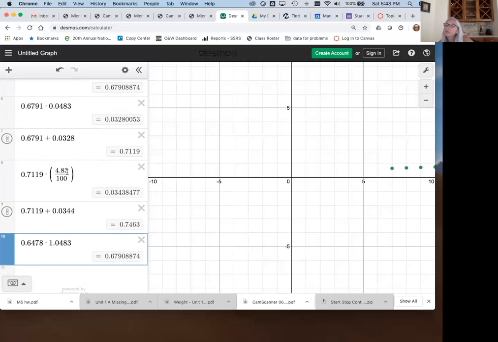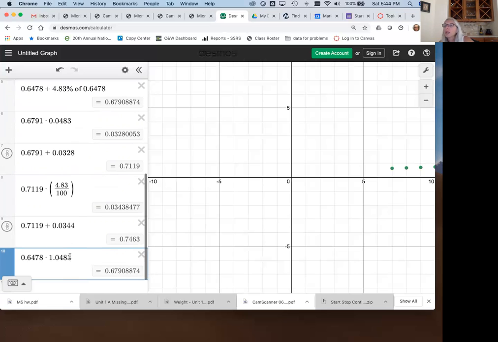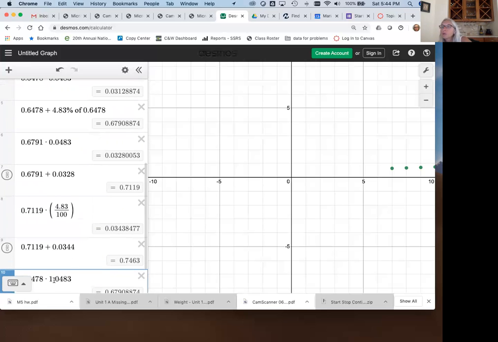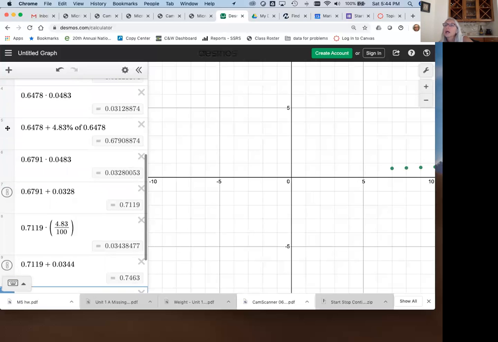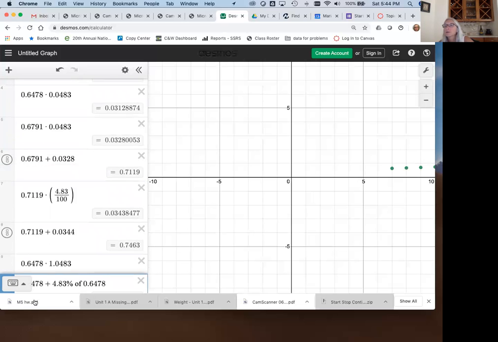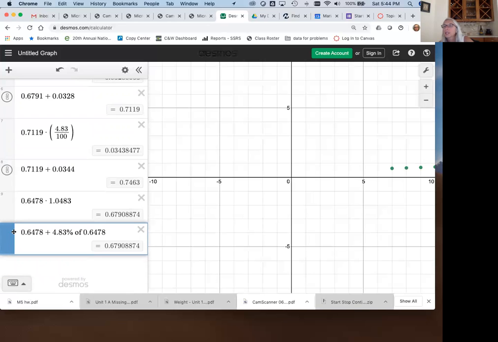Because 4.83%, when you change that to a decimal, is 0.0483. And I think Noah tried to explain that the 1 came from the original amount. And I'm going to take this, Desmos is so cool. Look, I'm going to take this and drag it down here. I'm going to show you where that 1 came from.